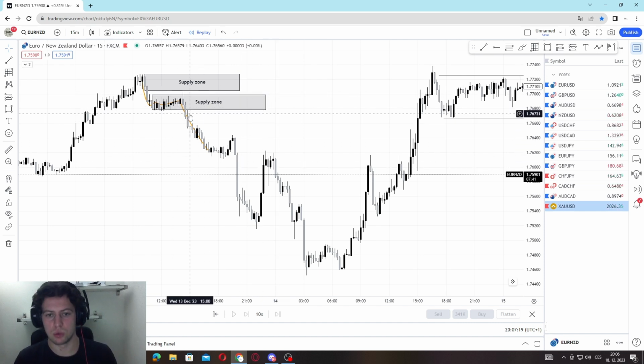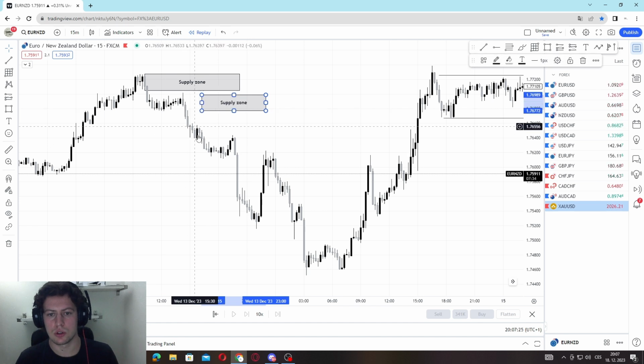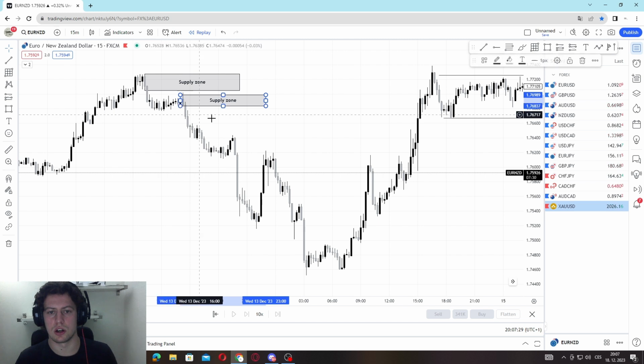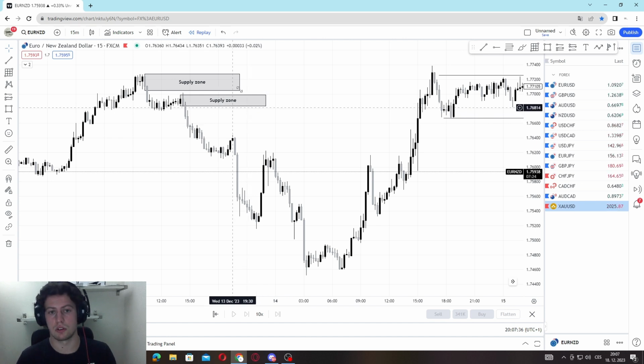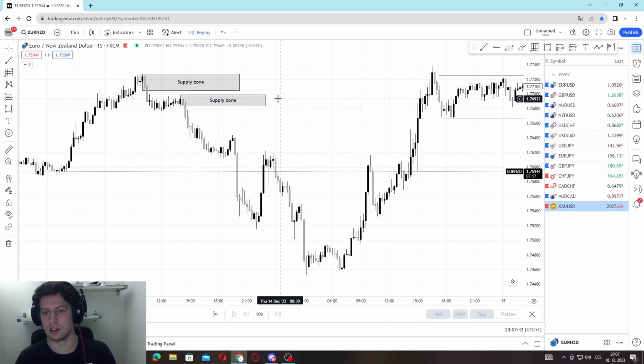But I want to refine it. I will just get rid of this. I want to refine it. What caused this push? This black candle. So this is our supply zone. Sometimes the price doesn't even go to the supply zone. So just be patient and never mind if it doesn't go. Just wait. Okay, so here we have a next supply zone.